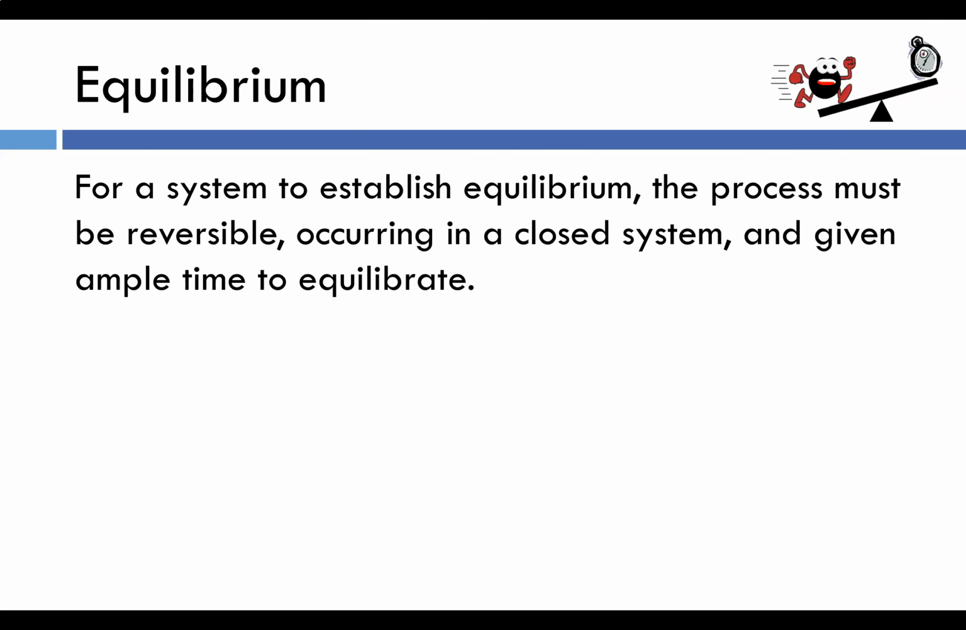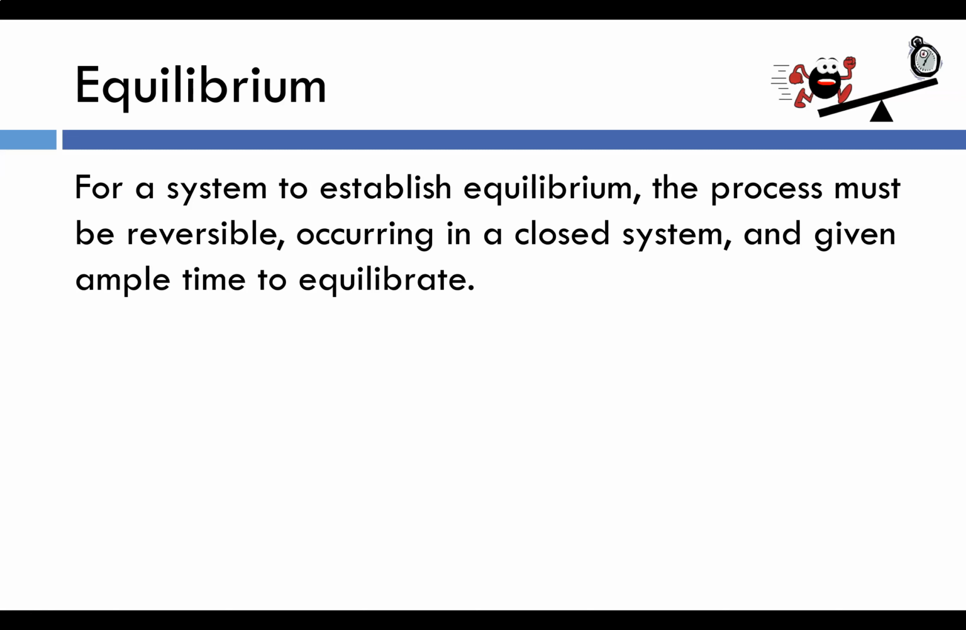In order for a system to establish equilibrium, the process has to be reversible. It has to be occurring in a closed system, and it's got to be given ample time to equilibrate. So far, we've just been studying one-direction reactions, where the reactants turn into products. Largely, the processes that we looked at so far are not particularly reversible.